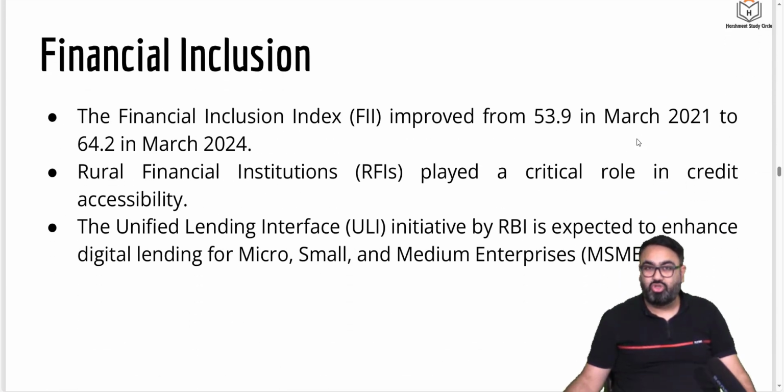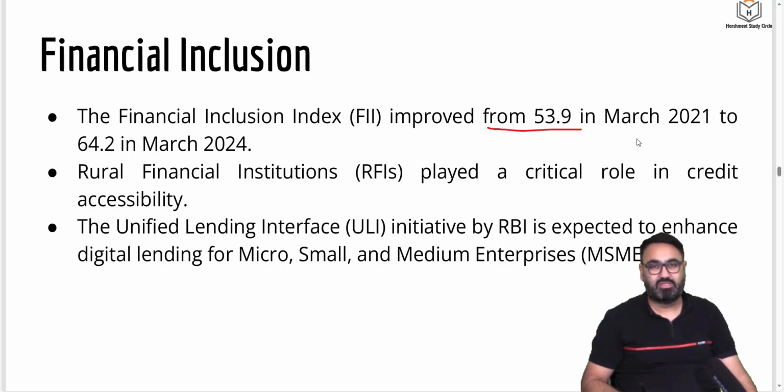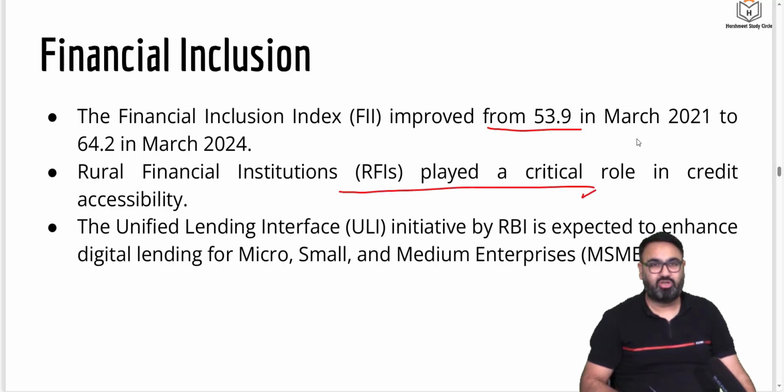Financial inclusion also was a big theme in this year's economic survey. They talked about how the financial inclusion index has improved, meaning more and more people are coming into the financial sector. They are now operating their own bank accounts. They are now a part of India's growing economy in the formal sector. Rural financial institutions also played a good role in making sure that loans are given out to people who are living in far off areas, not just in the urban areas.